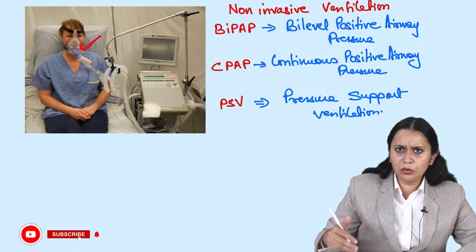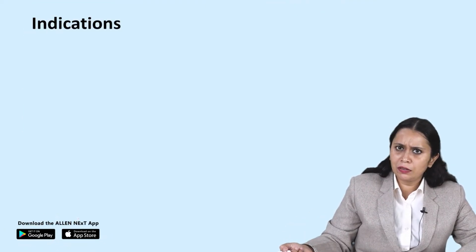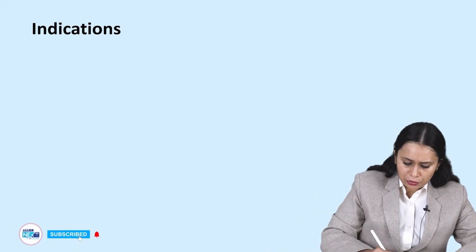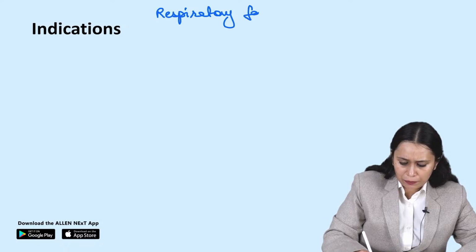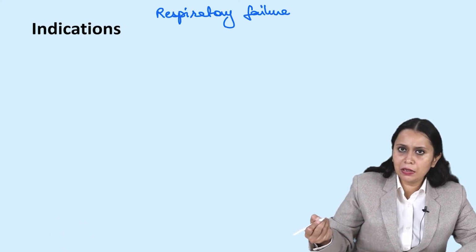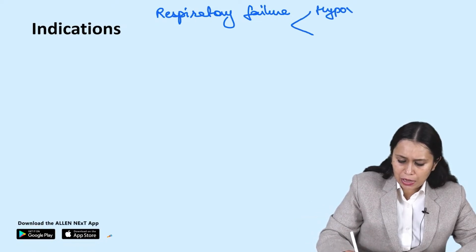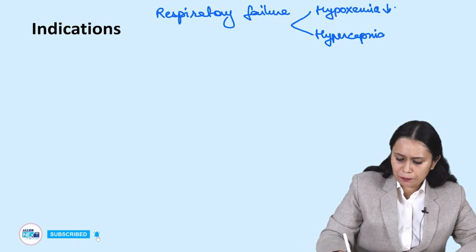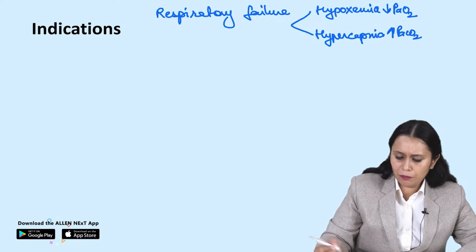Before I discuss these modes and their settings, let us see the indication for why we put a patient on non-invasive ventilation. The indication is the same as why we put a patient on invasive ventilation: respiratory failure. If the patient is in respiratory failure, two things happen: hypoxemia and hypercapnia, either of them or both. In hypoxemia, in ABG, PaO2 will be less, and in hypercapnia, PaCO2 will be more, right?